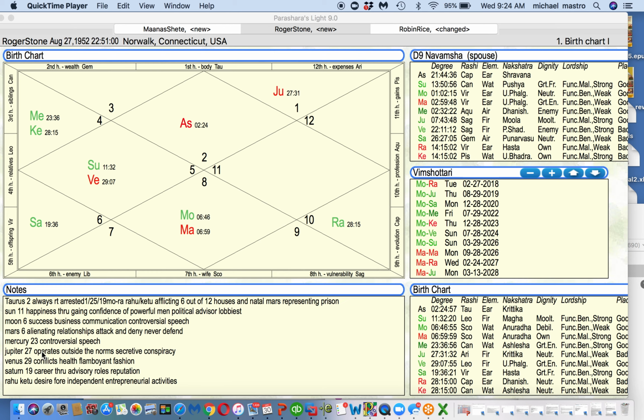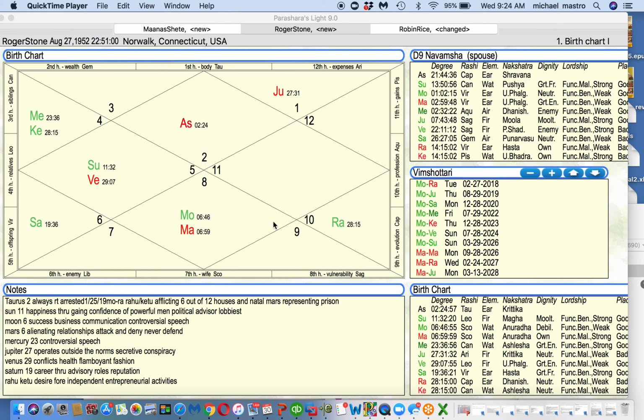So then Jupiter is at 27 degrees. Remember, we say it's functional malefic. When it is functional malefic, it means that you can operate outside the norms of the legal system. And so he's kind of on the edge of a lot of things that he does.